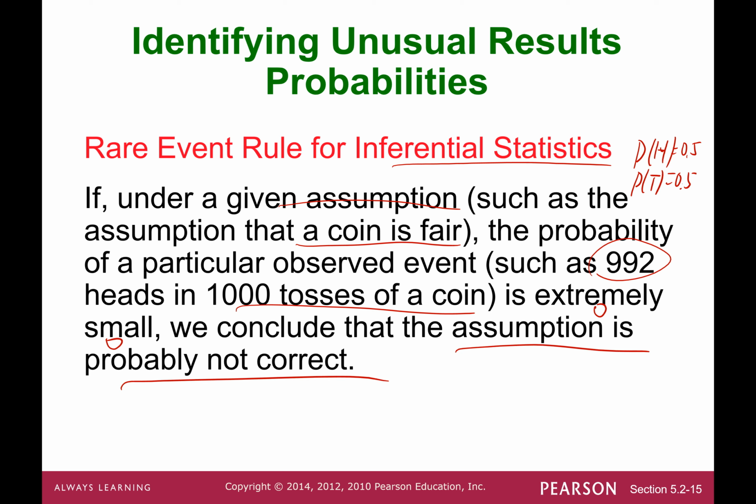Meaning this probability definitely is not going to be 0.5, right? The probability of heads according to this particular event is 992 over 1,000, which is 0.992. And this is definitely an unusual probability, an unusual event. So you cannot use 0.992 as the probability of head. That will be incorrect.